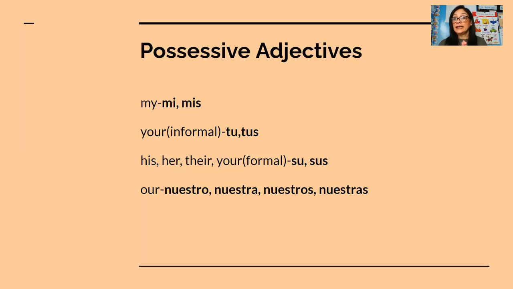Takeaway here, if it's plural, you have to say either mis, tus, sus, nuestros, nuestras. Singular, if you're talking about just one thing, mi, tu, su, nuestro, nuestra.